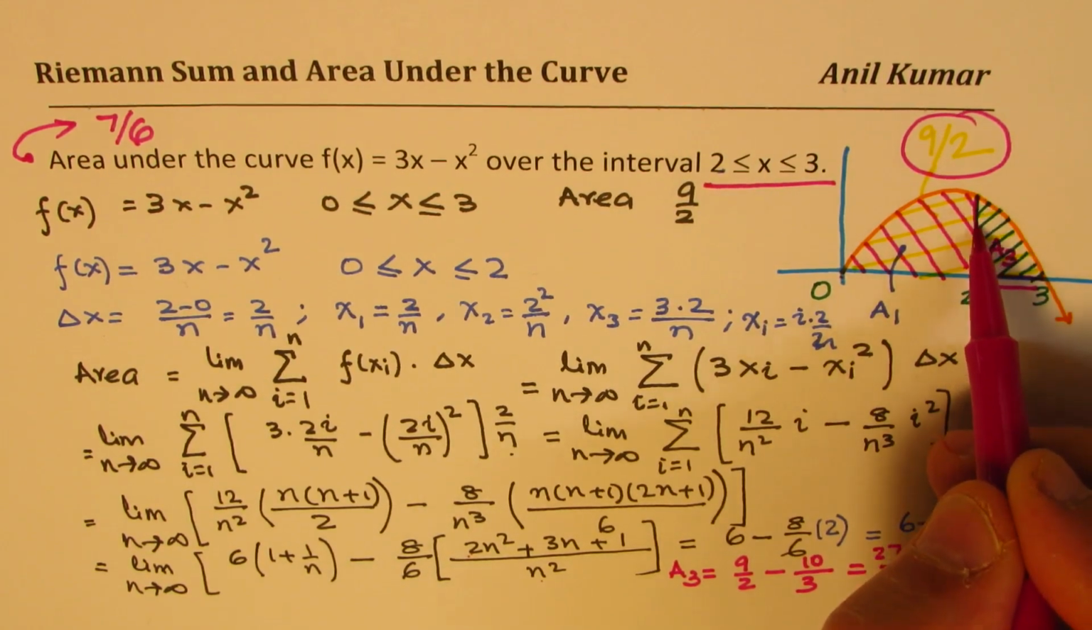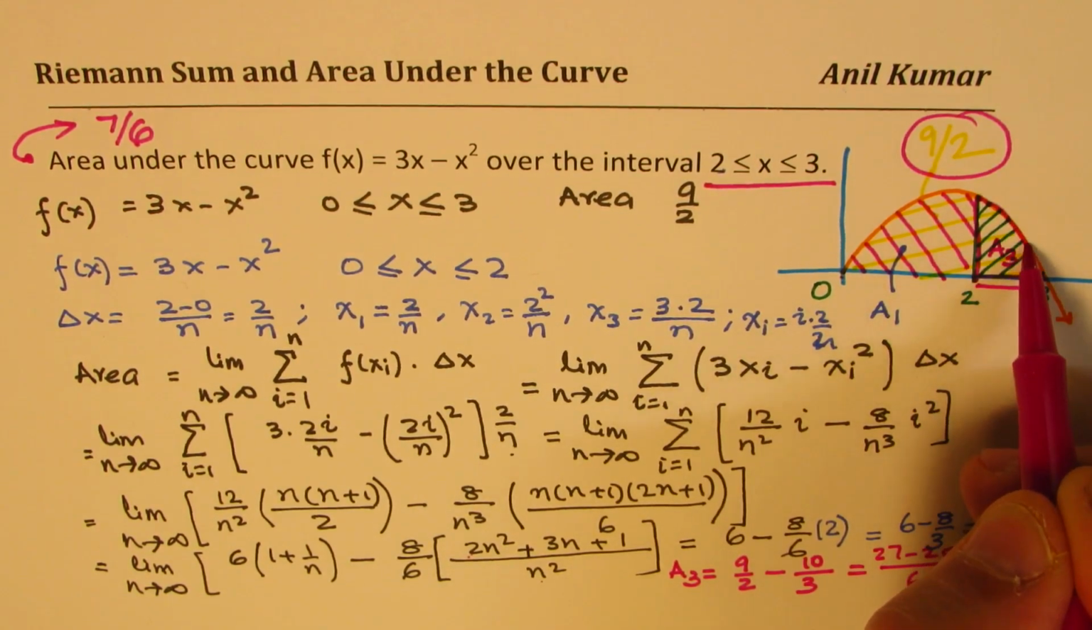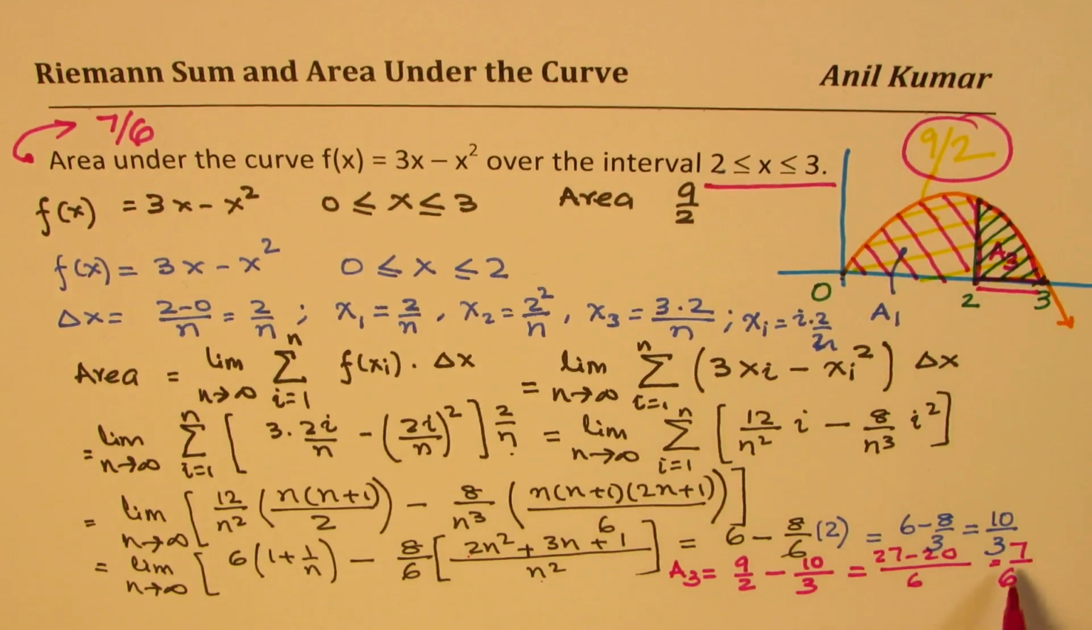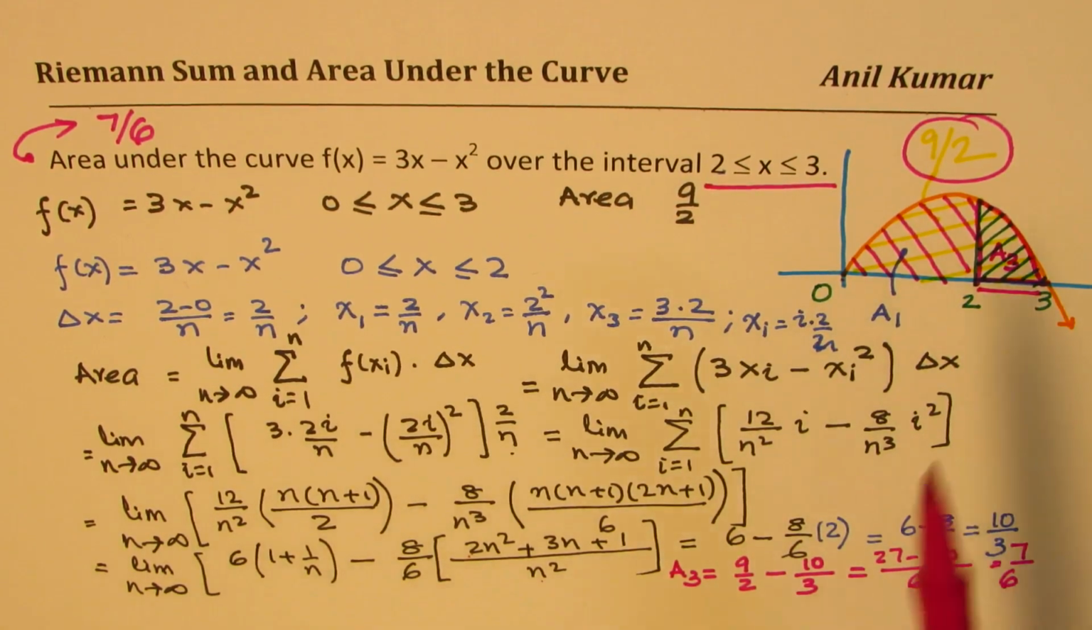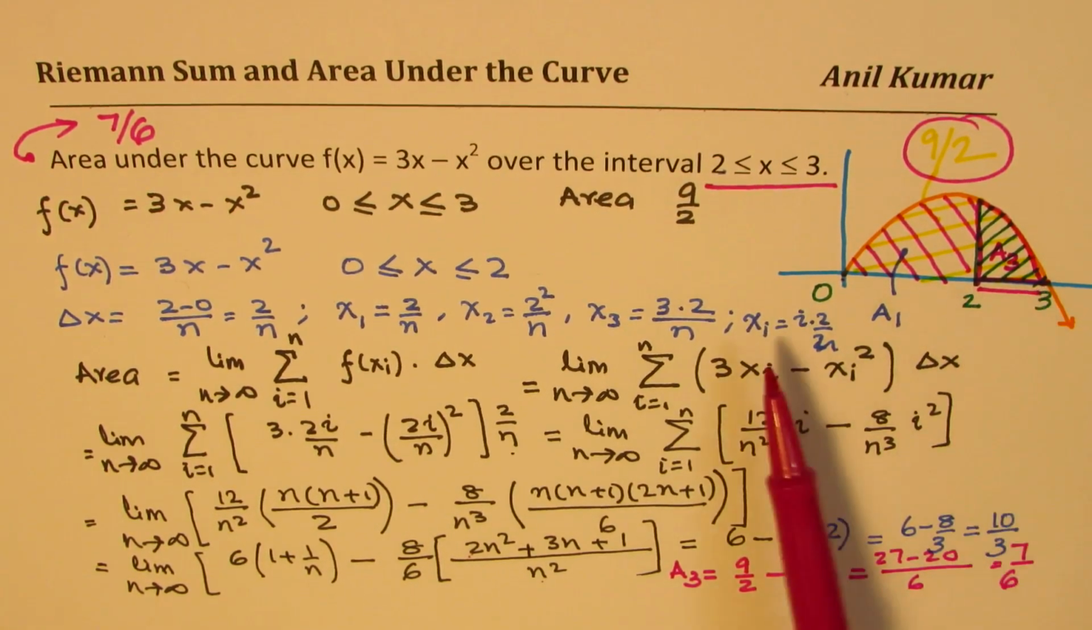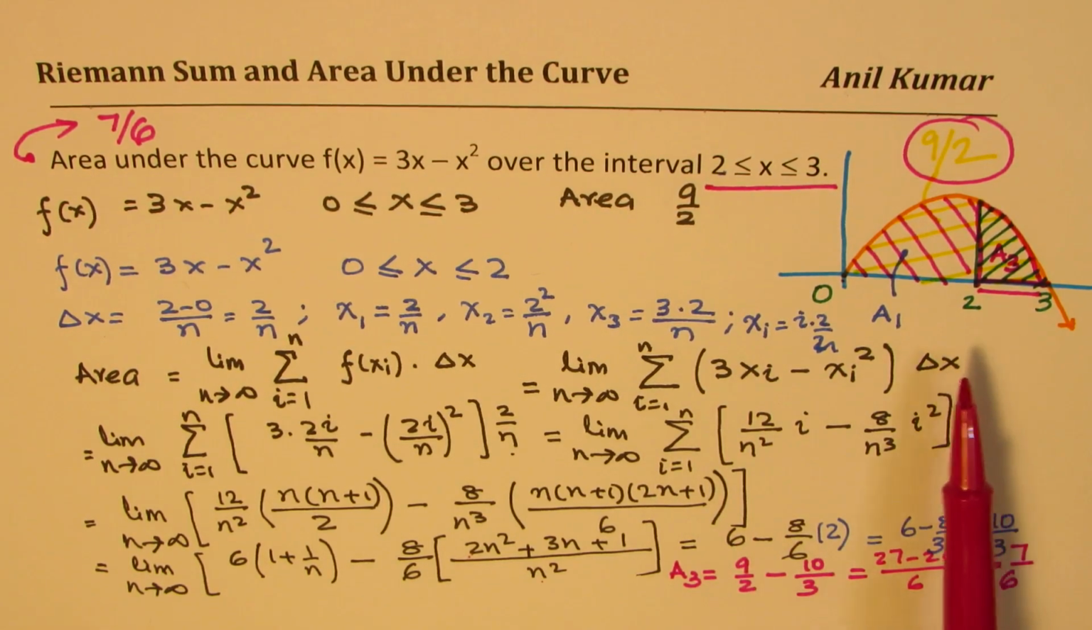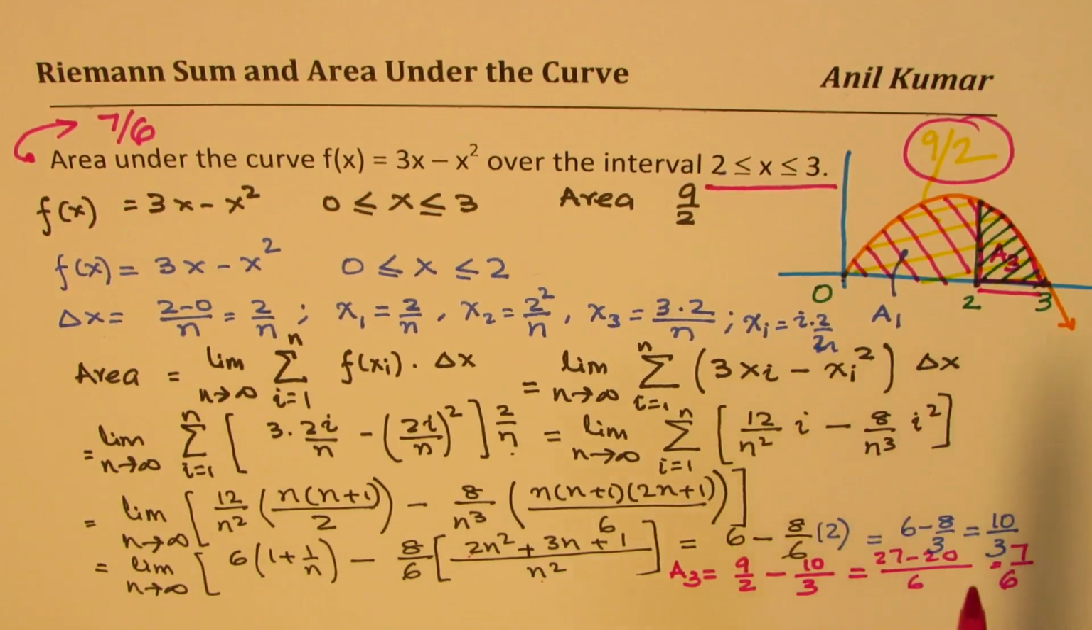So this area here is 7 over 6. Is that clear to you? Correct? So that is how we're going to find it. So this is an easier approach. Rather than going straight from 2 to 3, this becomes simpler to begin with. We'll take up another example where we'll do it directly from 2 to 3. Okay? So I hope that makes sense.